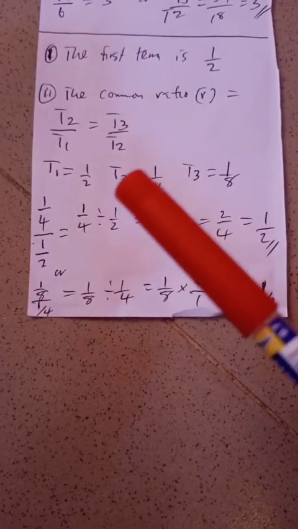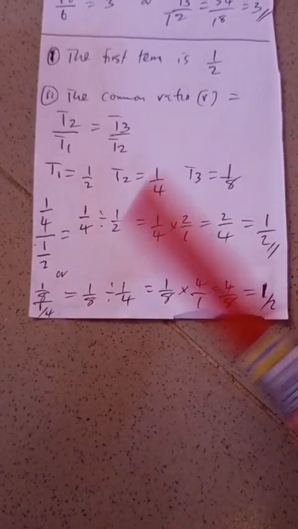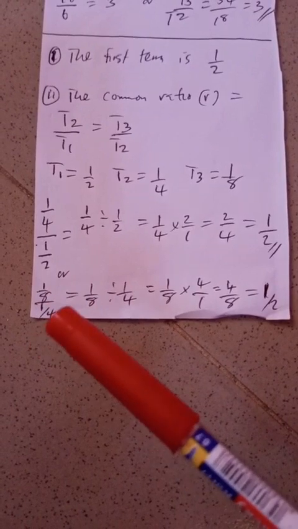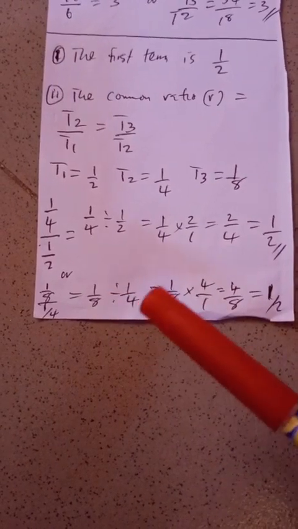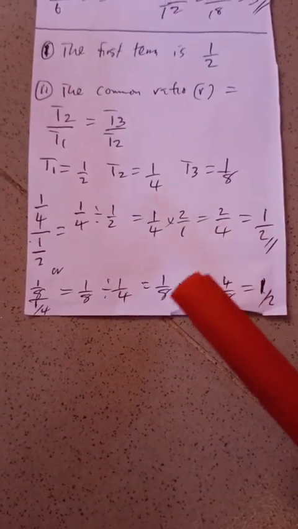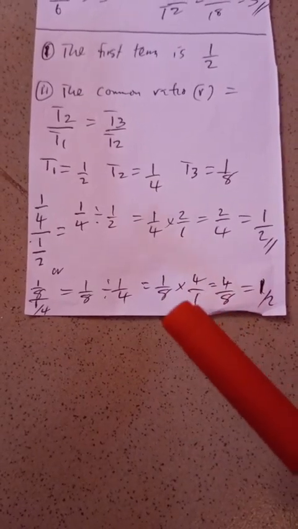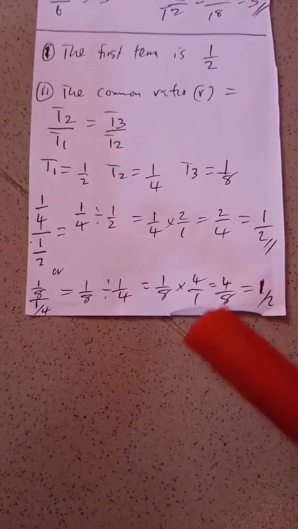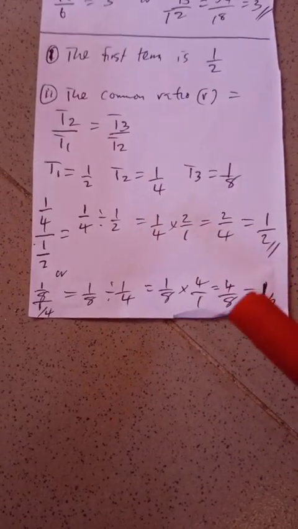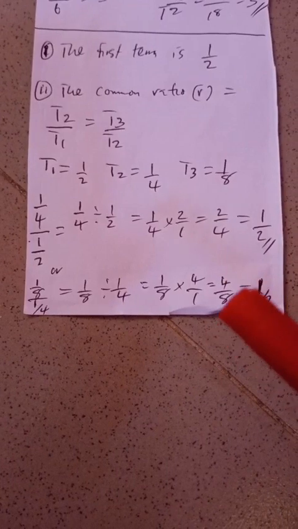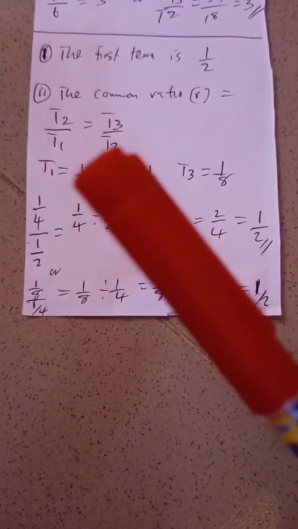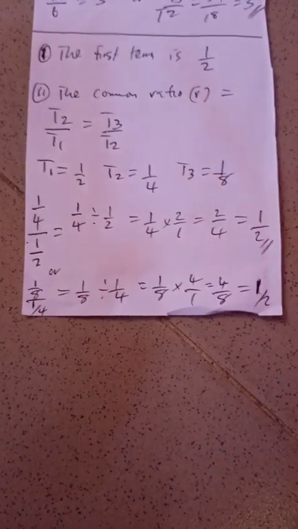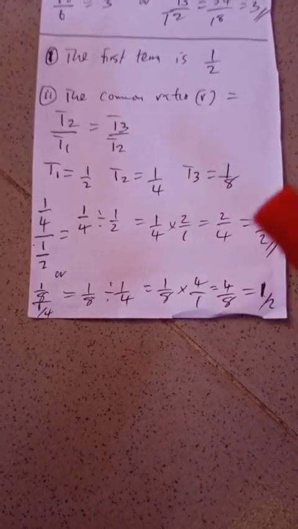Or we can use the third term over the second term. What is our third term? 1 over 8. And what is our second term? 1 over 4. So 1 over 8 divided by 1 over 4. Now, this division sign will change to multiplication, and the 4 will go up, the 1 will come down. 1 times 4 is 4, 8 times 1 is 8. Then 4 divided by 8 is 1 over 2. So you can see that for T2 divided by T1, the answer is 1 over 2, and T3 divided by T2 is still 1 over 2. The answer must be the same.